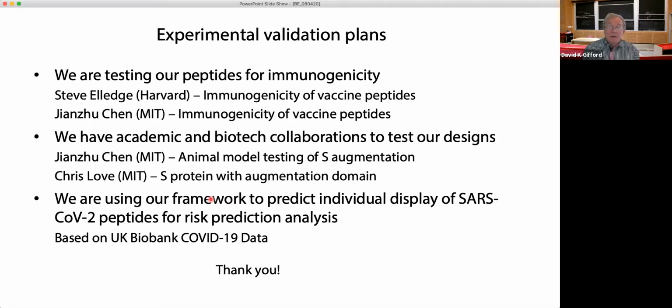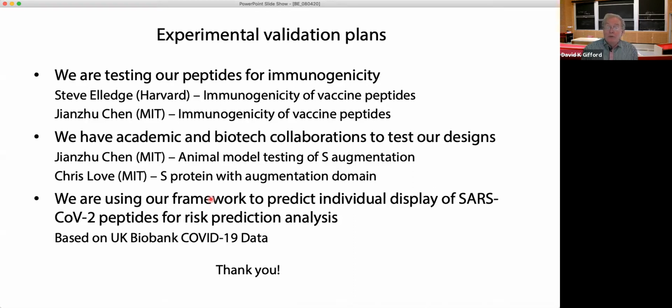And to test our designs first in animal models, we're working with Jinsu Chen here at MIT once again, and also Chris Love is adapting his S-unit protein expression to include some augmentation domains. We're also talking to biotech collaborators about working with them on animal model augmentation of their vaccines. I think that many of the Warp Speed participants need to have a plan B in the event that the vaccines that they have developed don't provide a durable immune response.